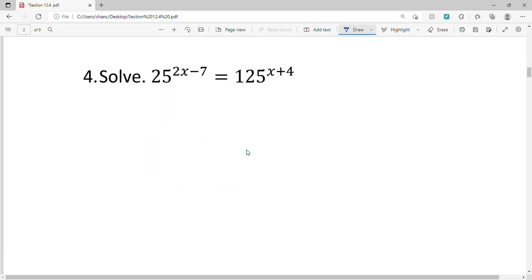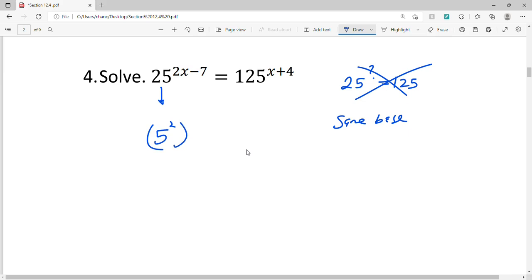In example 4, we have 25 raised to 2x minus 7 is equal to 125 raised to the x plus 4. If you thought that you can rewrite 25 raised to a power equals to 125, it doesn't quite work. So we're going to have to pick a different target base. I want the same base, so let's pick a base of 5. 25 can be rewritten as 5 squared, and that's raised to the 2x minus 7. On the right here, 125 is equivalent to 5 cubed, and we'll raise that to the x plus 4.